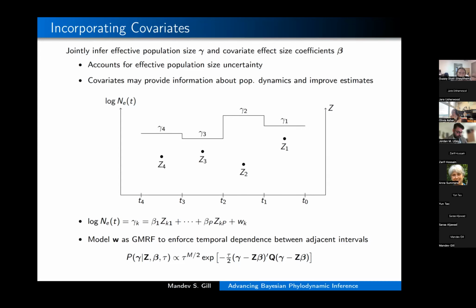Okay, so we want to model the effective population size for a given time interval as a log linear function of covariates measured during that interval. And we want to model the intercept term as a Gaussian Markov random field to impose temporal dependence at neighboring intervals. We can get what we want here by assigning the log effective population size vector a Gaussian Markov random field prior distribution with the inner product of the covariates and effect size coefficients as a mean.